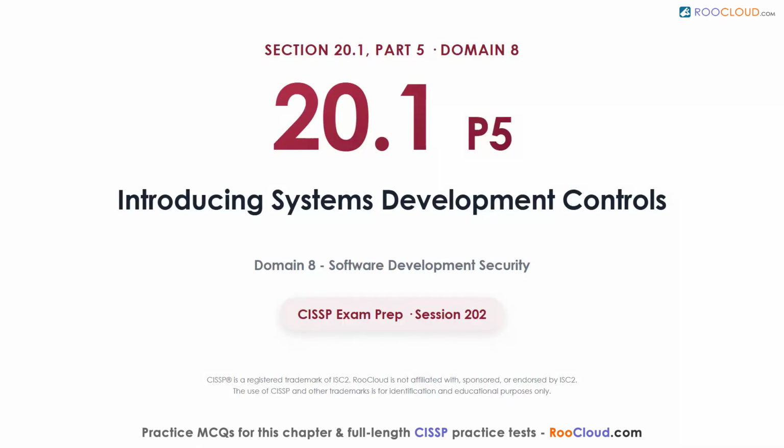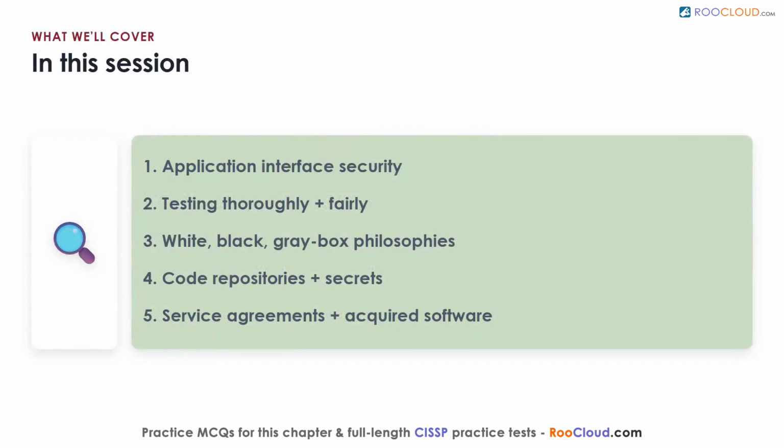Welcome to Section 20.1, Part 5. This is the 202nd session of the CISSP Exam Prep series. This part closes our tour of development controls with interfaces, testing, repositories, and acquired software. In this session, we'll cover how software talks to other software and how you verify and source it safely.